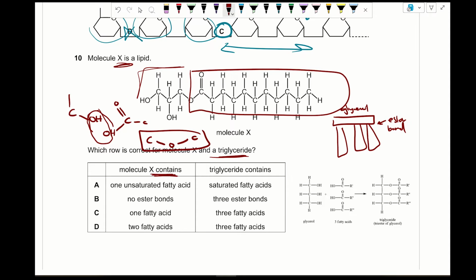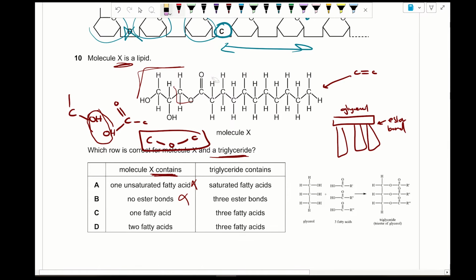A. Molecule X contains 1 unsaturated fatty acid. So unsaturated fatty acids have double bonds in the main chain. Here we don't see any double bonds. Therefore, there are no unsaturated fatty acids. B. No ester bonds. This is incorrect. We've just discussed that there's an ester bond here, so this is incorrect. C. 1 fatty acid. As we mentioned, this molecule here is a carboxylic acid. Therefore, this is correct. D. 2 fatty acids. This is incorrect. We can only see 1.